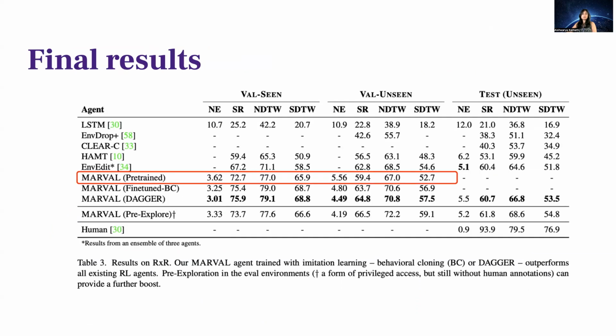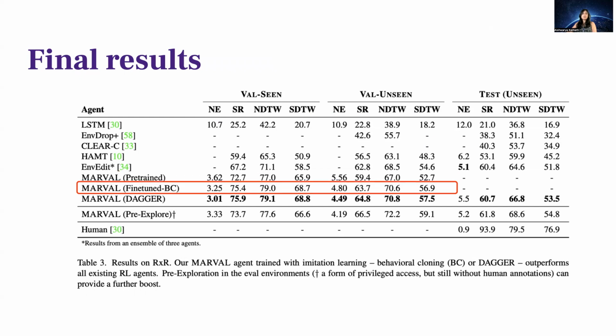Our final results show that we obtain 67 NDTW after pre-training. With fine-tuning on the human annotated data, we have an additional boost, reaching 70.6. And then finally, with one iteration of Dagger, we have 70.8.